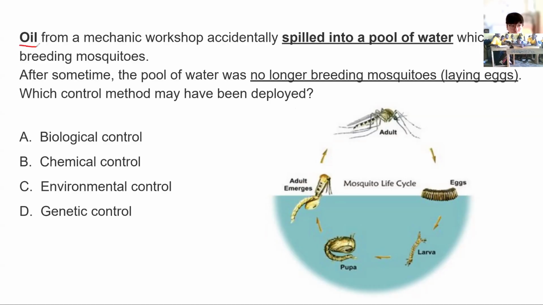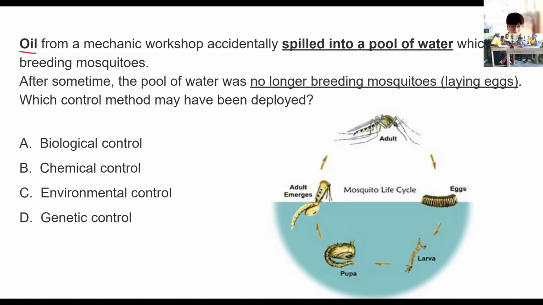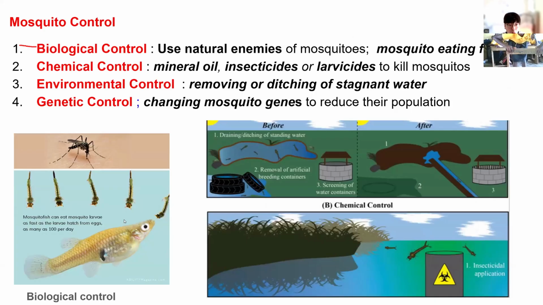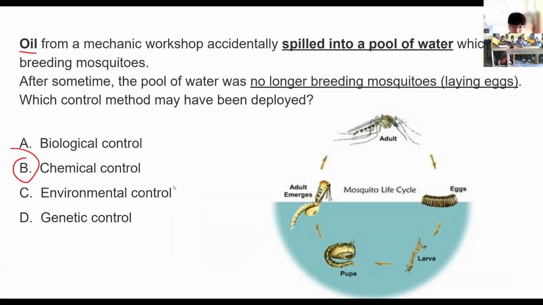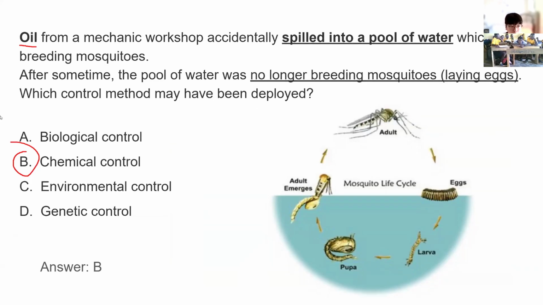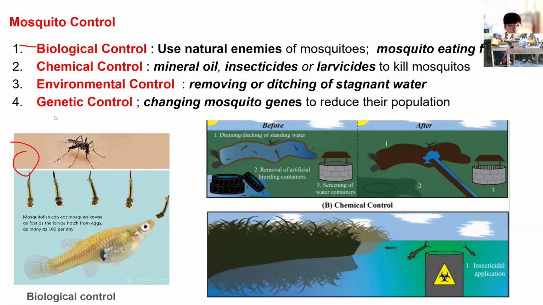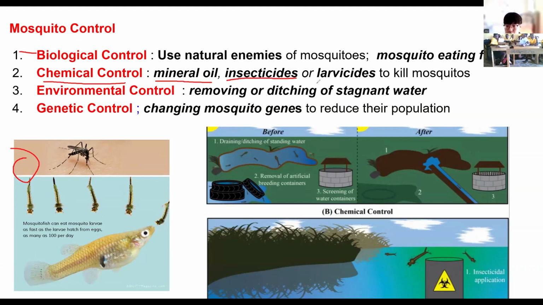So we're using oil, right? B is the answer for this question, that's correct. That's because oil, as we've seen, is a part of chemical control. Chemical control uses things like mineral oil, insecticides, and larvicides to kill the mosquitoes.